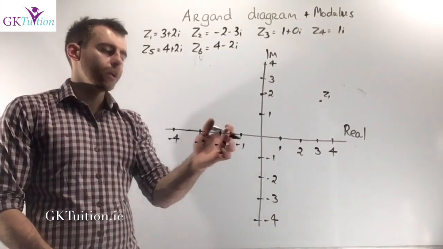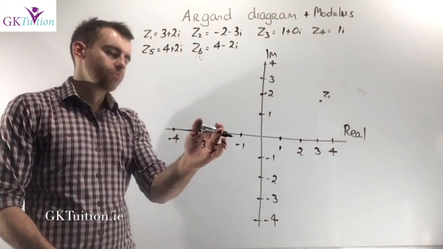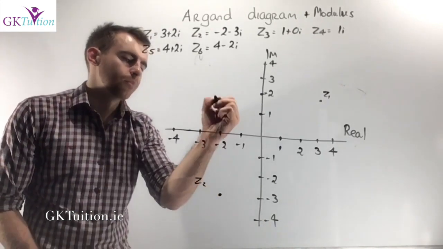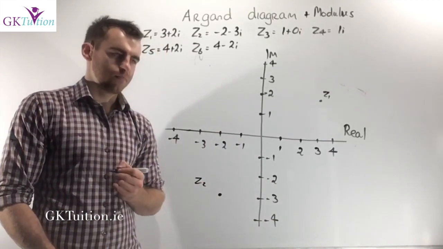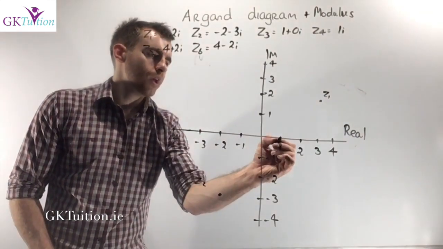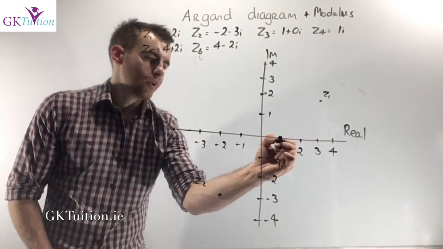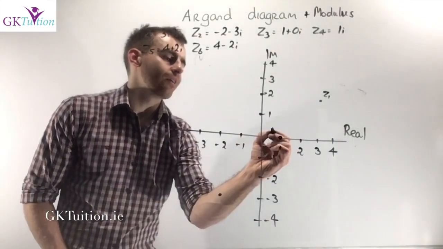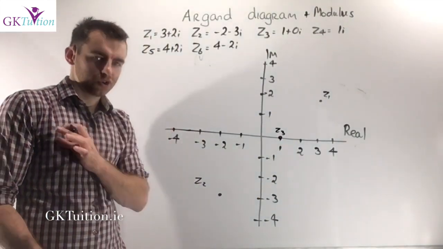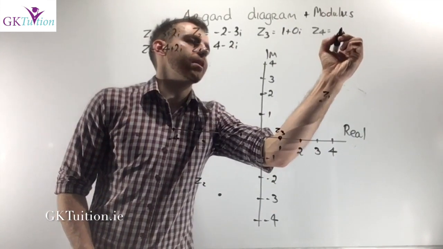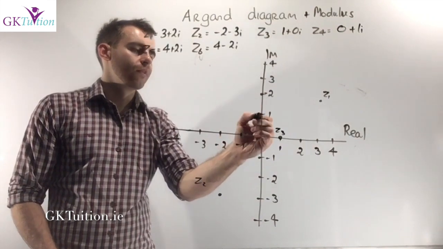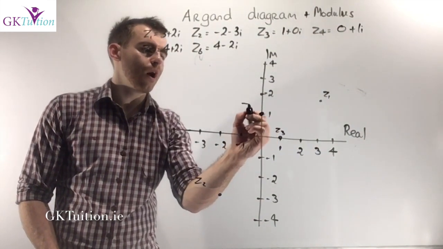So Z2 is minus 2 minus 3i. The real value is minus 2, the imaginary value is minus 3. So that means Z2 will be here, directly below minus 2 and directly across from minus 3. Z3 is 1 plus 0i. That means that the real value is 1 and the imaginary value is 0. That means it's on the real axis. So I can just plot it here on the real axis. That's Z3. Now Z4 I wrote down as 1i, just 1i. You should realize that the implication there is that it's actually 0 plus 1i, which means the real value is 0, the imaginary value is 1, which means I have to plot Z4 on the imaginary axis.